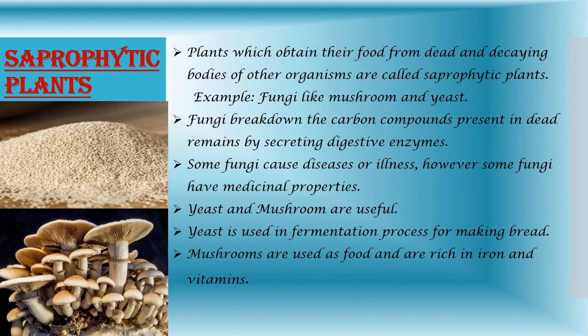Now let's learn about saprophytic plants. Plants which obtain their food from dead and decaying bodies of other organisms are called saprophytic plants. For example, fungi like mushroom and yeast. Fungi break down the carbon compounds present in dead remains by secreting digestive enzymes. The resulting solution is absorbed by fungi to obtain nutrients.